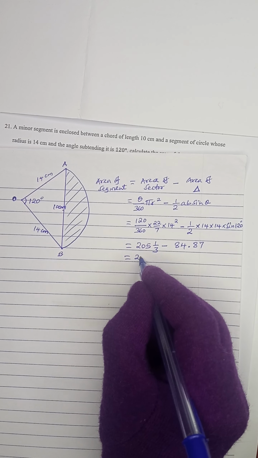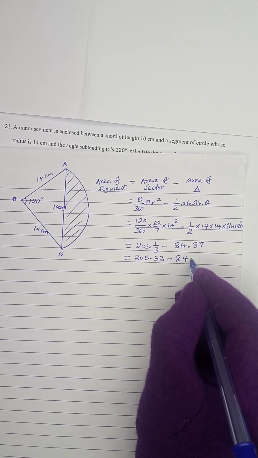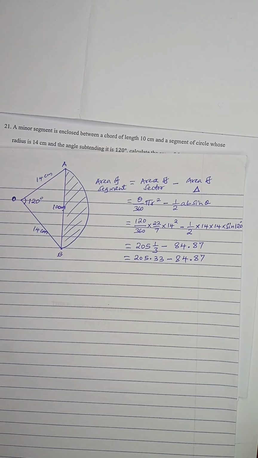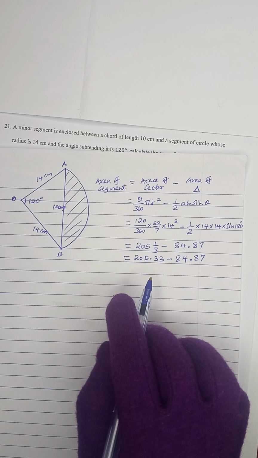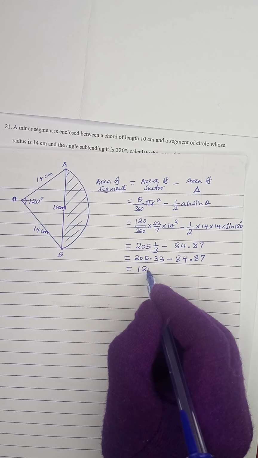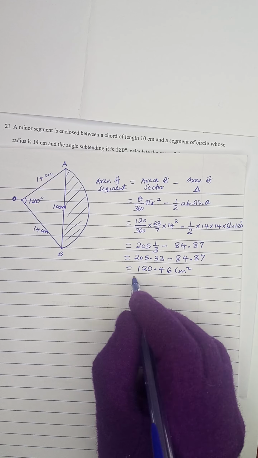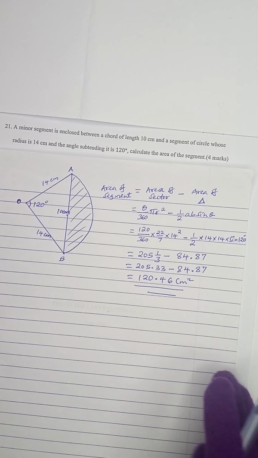So this 205.33, then you minus 84.87. So taking up the final answer there, we'll say 205.33, then minus 84.87, then we get 120.46 square centimeters for that particular question.